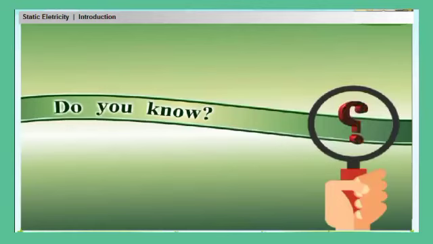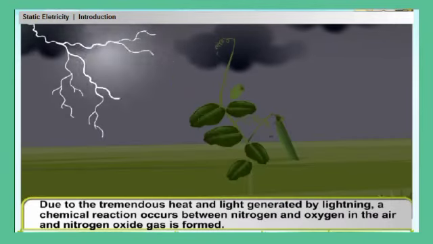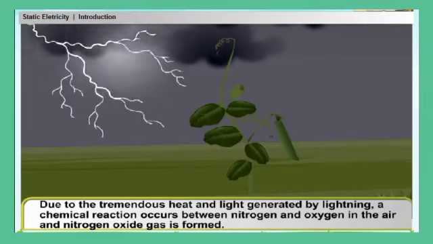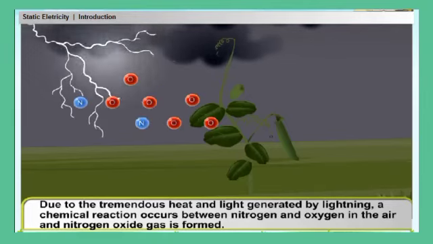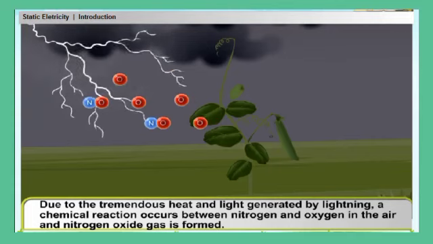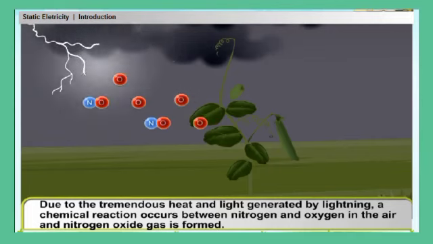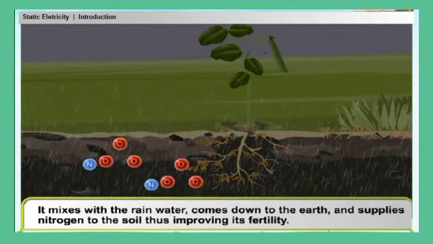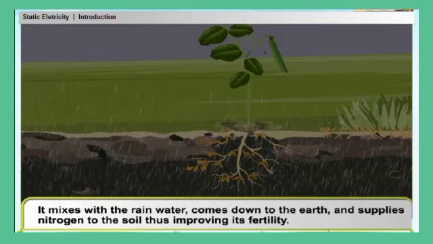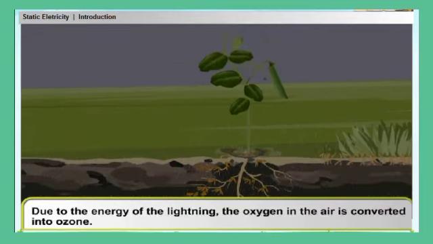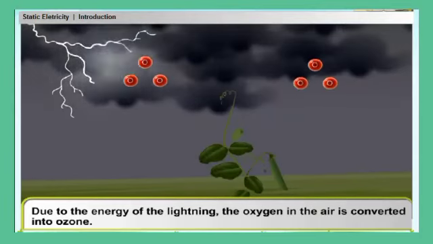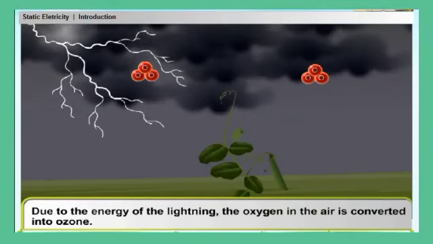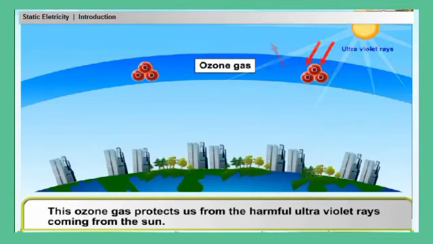Do you know? 1. Due to the tremendous heat and light generated by lightning, a chemical reaction occurs between nitrogen and oxygen in the air, and nitrogen oxide gas is formed. It mixes with the rainwater, comes down to the earth, and supplies nitrogen to the soil, thus improving its fertility. 2. Due to the energy of the lightning, the oxygen in the air is converted into ozone. This ozone gas protects us from the harmful ultraviolet rays coming from the sun.